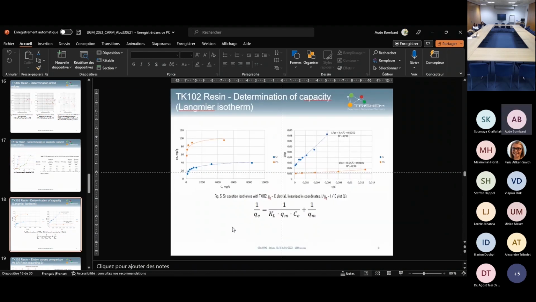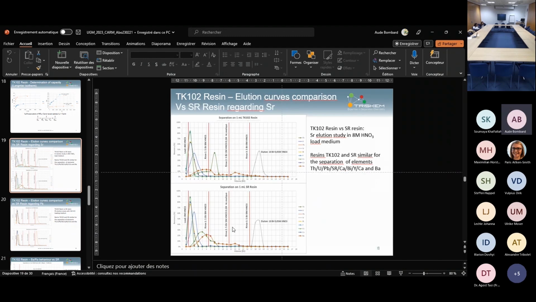So here are some more data about the capacity of the resin, especially in strontium and lead, to ensure that the dynamic and static values were similar. And here, what is interesting was to compare the performance of the strontium resin to the TK102 resin for strontium and also for lead. So what you see on top is the TK102 resin, on the bottom is the strontium resin, and the profiles are quite the same. Just the peaks are a bit sharper on the TK102 resin.